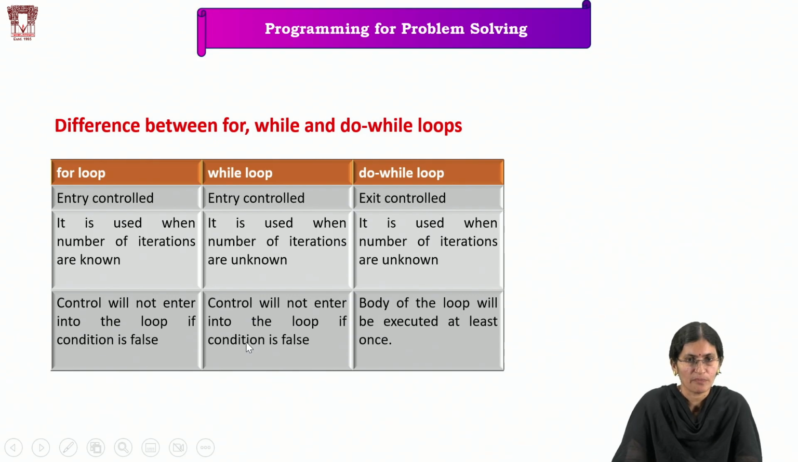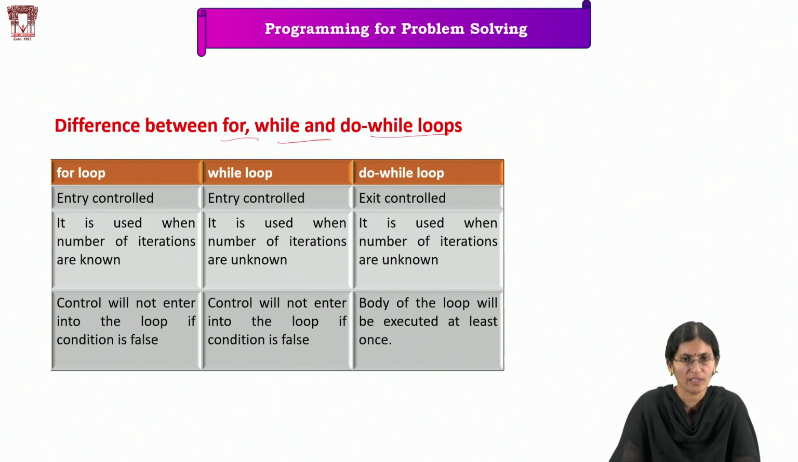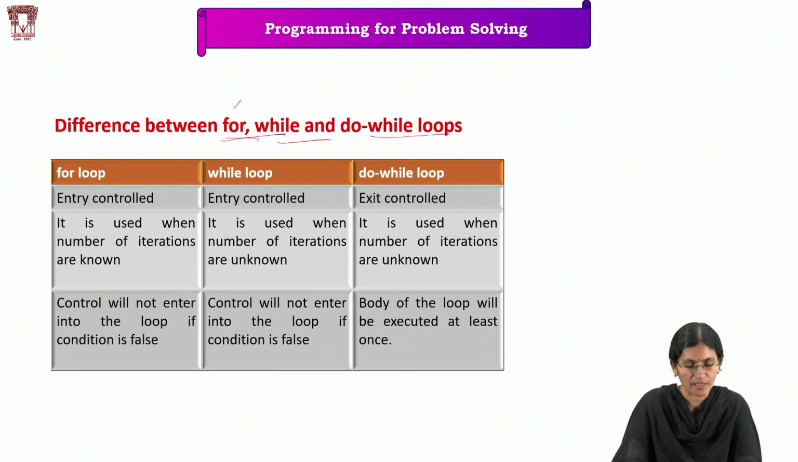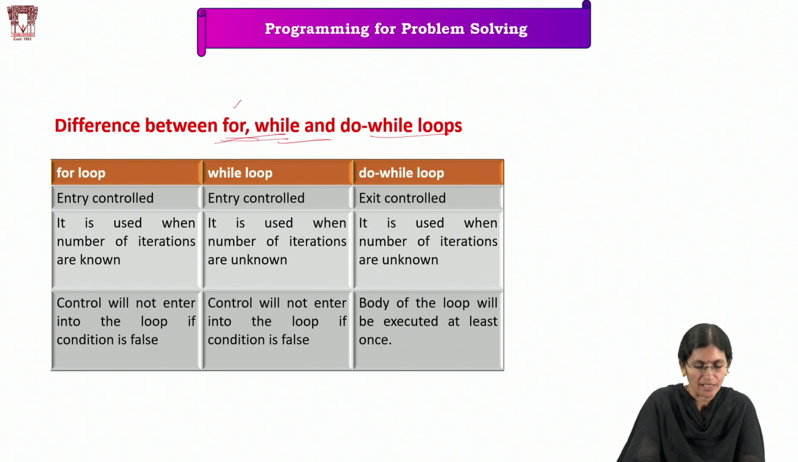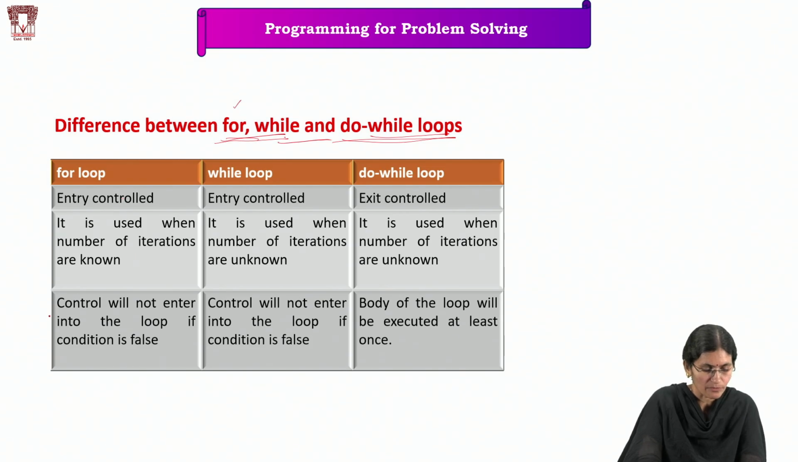So this is the difference between for loop, while loop and do while loop. As we have seen, till now we have seen the necessity of using loops and the different types of loops. These different types of loops are categorized into two types mainly: entry controlled and exit controlled loops. The for loop and while loop are entry control loops, whereas do while loop is an exit control loop. So let us see the difference between for loop, while loop and do while loop.